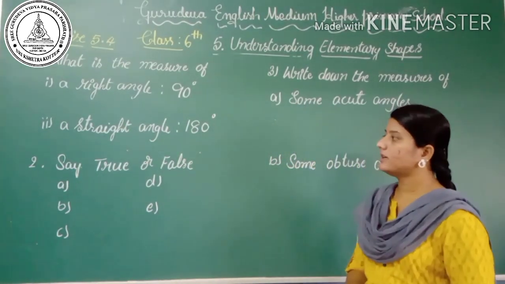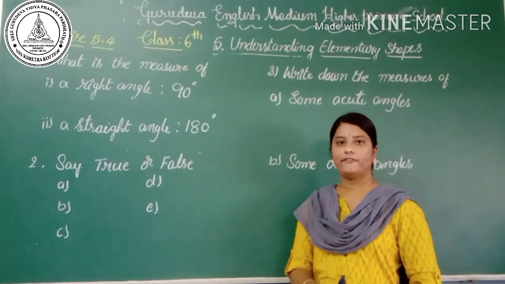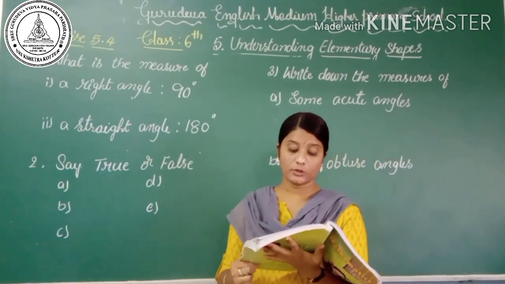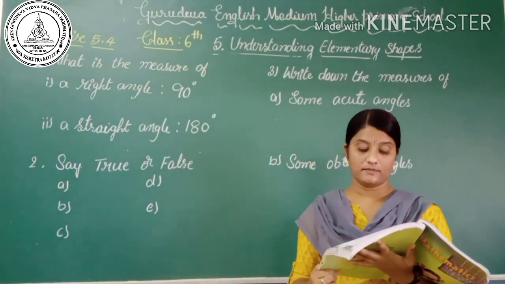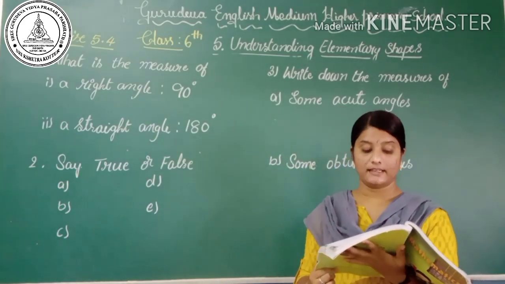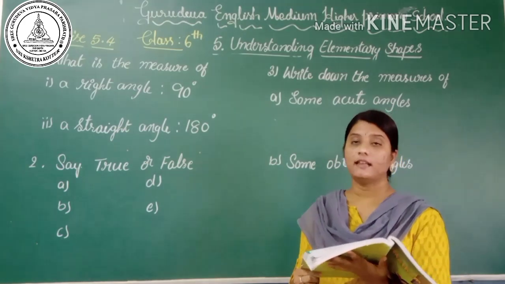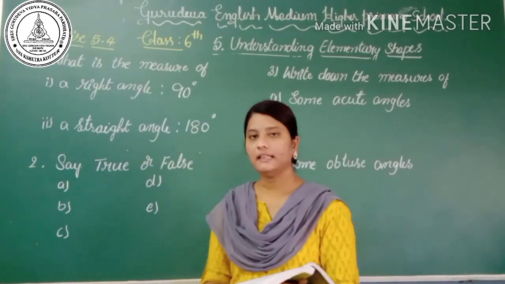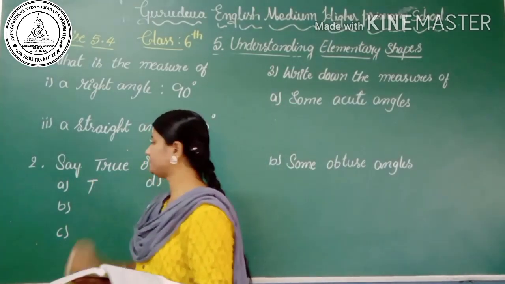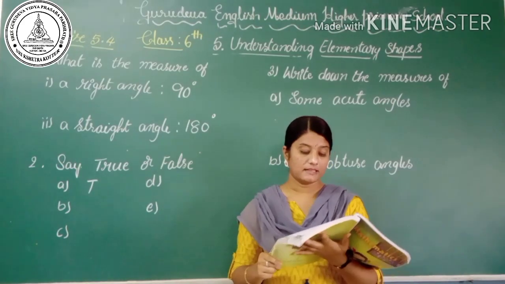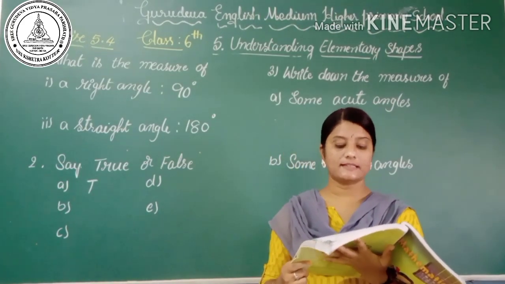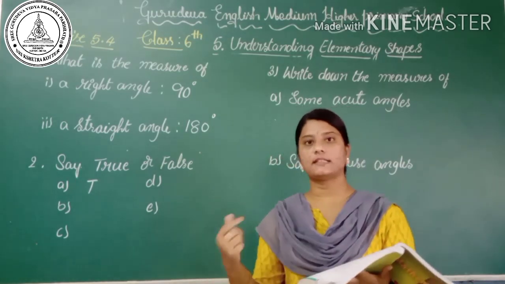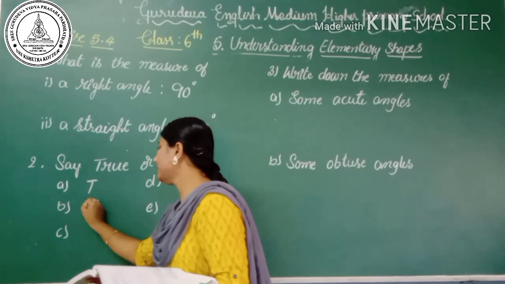Okay. Then the second one is, say true or false. The first question is, the measure of an acute angle is less than 90 degree. Yes, it is always less than the 90 degree. So it is true. Then the measure of the obtuse angle is less than 90 degree. No, the measure of obtuse angle is always greater than 90 degree. So it is false.